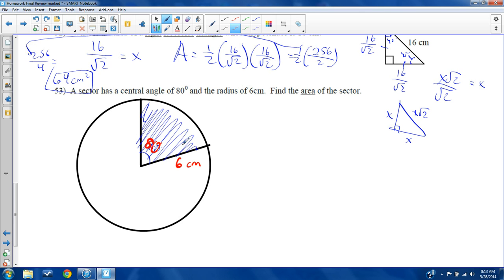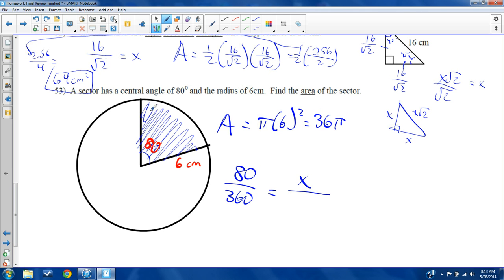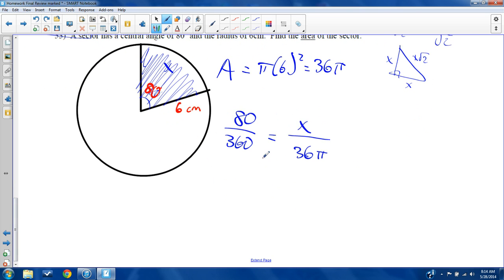To find this area, this is just a fraction of the area of the entire circle. In fact, it's 80 over 360. So the area of the entire circle is pi times 6 squared, which is 36 pi. So I want to find the proportion that's the same as 80 over 360. 80 over 360 equals x, my unknown sector, over 36 pi, the area of the entire circle. Remember when we talked about these proportions? I did it in the previous section. I want to reduce this a little bit. 8 over 36, 2 over 18, 1 over 9. This is 1 over 9?